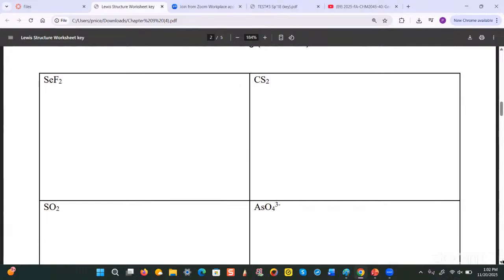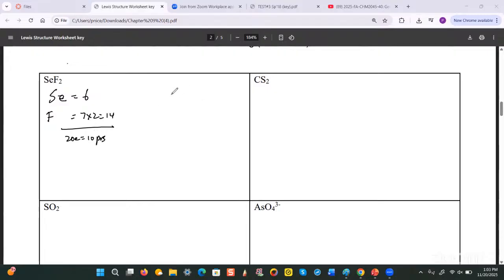Let me do the first one, SeF2, right? So again, the steps that we talked about earlier, we're going to do the same steps. First step is that we go to the periodic table and we look up the group number for these elements. In the case of selenium, that's 6. In the case of fluorine, that's 7, but we have to multiply by 2, so that gives you 14. So when you add this up, you're going to get 20 electrons, which will equal 10 pairs, right?